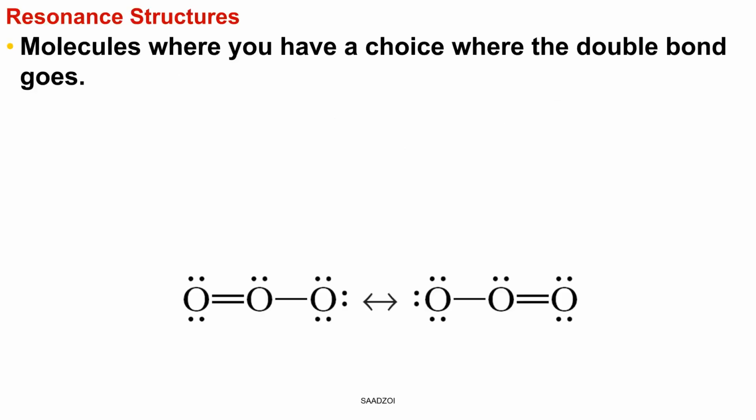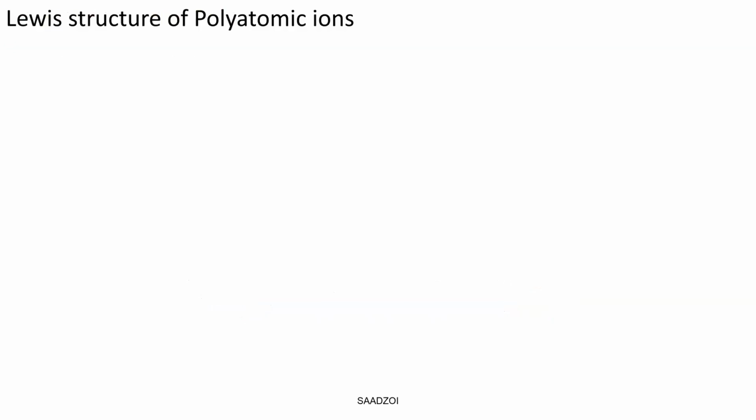All right, a resonance structure is whenever you have a choice where the double bond goes. The SO3 I drew earlier was a resonance structure because that could have created a double bond on any of those oxygens. Anytime you have a choice where the double bond goes, you have resonance. You see here, I could put the double bond here, or I could put it here. Because I have a choice, we consider this a resonance structure. So resonance is just a fancy way of saying you have a choice where the double bond goes. It's a shortcut that works.